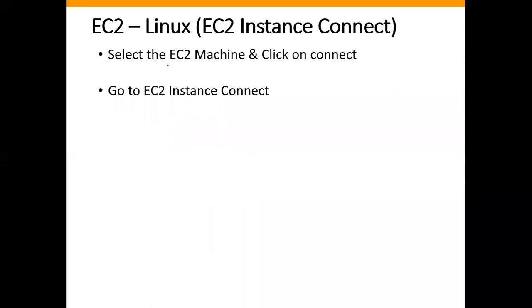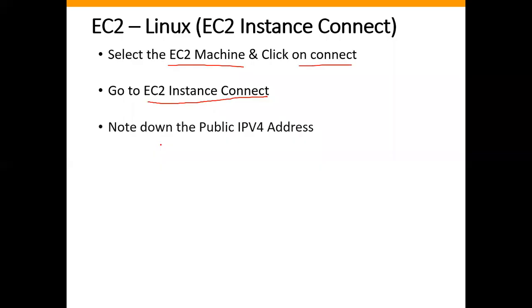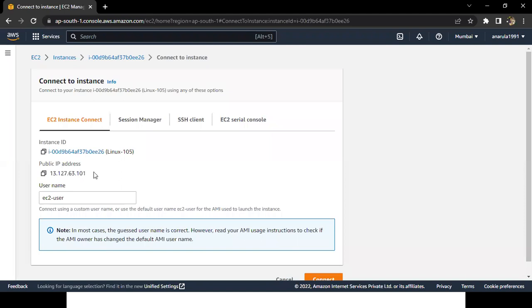Select your EC2 machine, click on connect, go to EC2 instance connect. Note down the public IP. Here I'm getting the public IP. We have to note down this public IP.